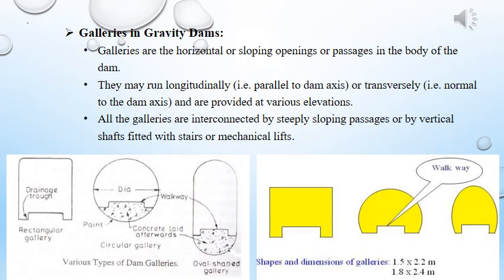Galleries in gravity dam. Galleries are horizontal or sloping openings in the body of the dam. They may run longitudinally, that is parallel to the axis of the dam, or transversely, that is normal to the axis of the dam, and are provided at various elevations. All the galleries are interconnected by steeply sloping passages or by vertical shafts fitted with stairs or a mechanical lift.